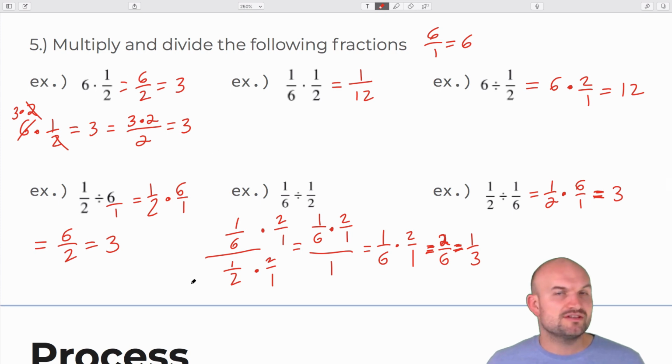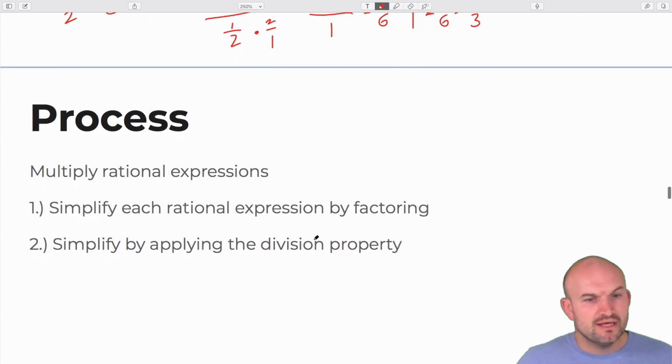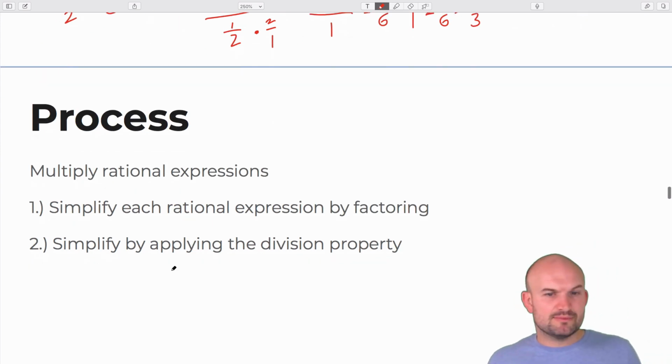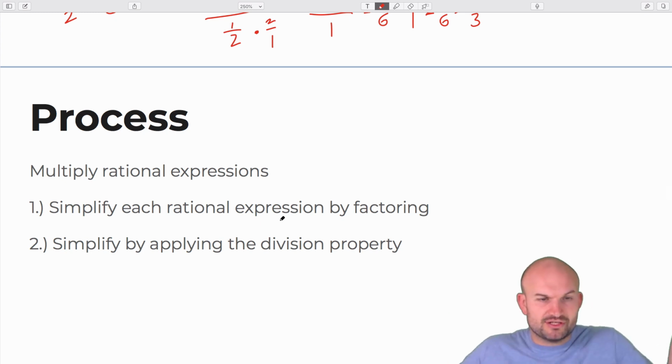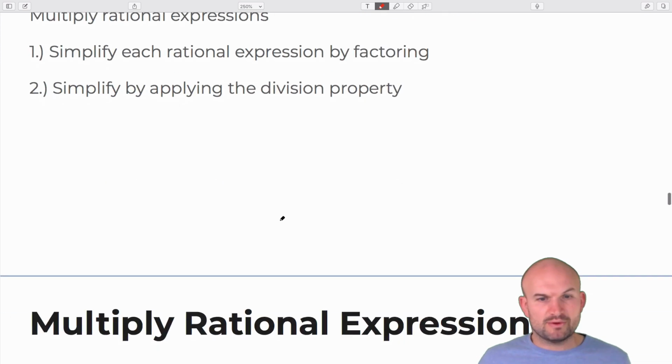When it comes to our division problems, we're going to want to obviously rewrite them as multiplication. So basically for multiplication, we're just going to want to simplify each expression first. So simplify them and then apply the division property, right? Because we already have everything as multiplication. So therefore, you just apply the division property where you can.